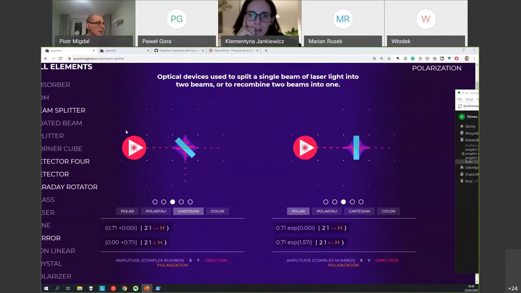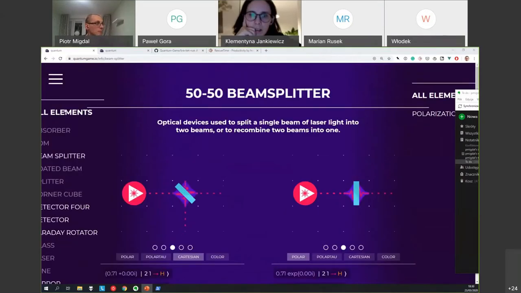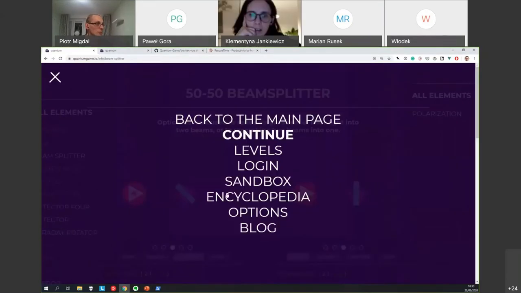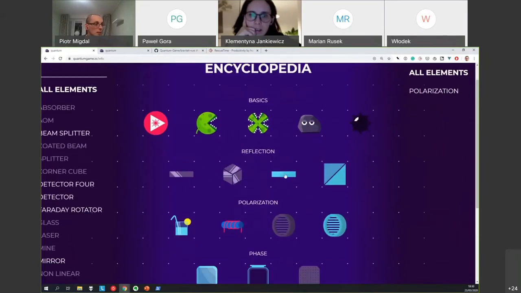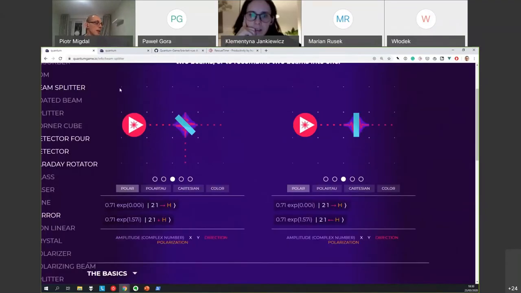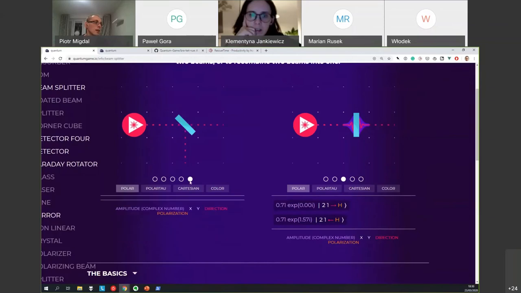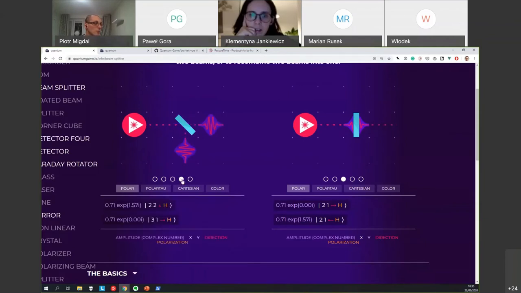Basically, this is an element encyclopedia. In the encyclopedia of elements, you can look at all things that are in the game, because all of them are based on real things. They are not made up. They may be idealized, of course, but not made up. And for example, this means Peter, 50-50, non-polarizing. And you can see what happens step by step. The beam goes through and disappears somewhere out of the box.